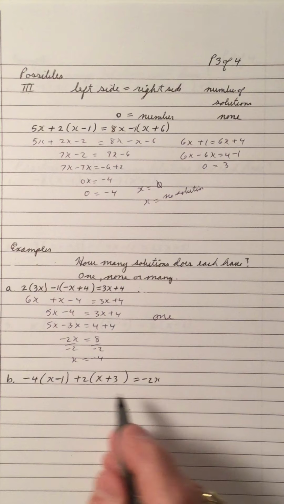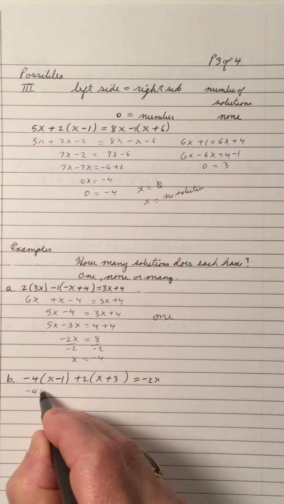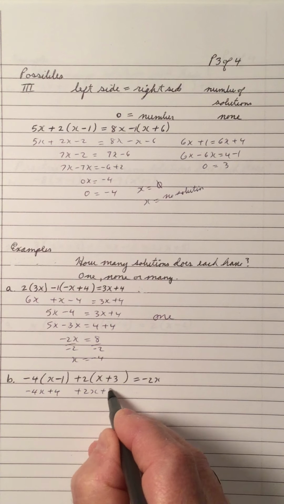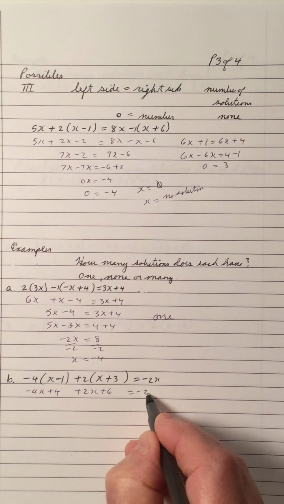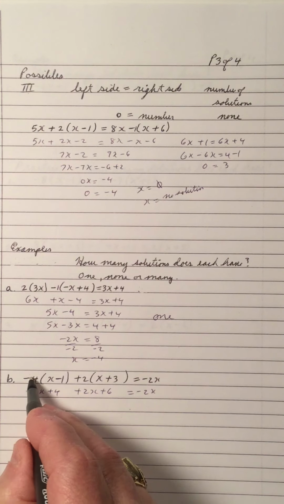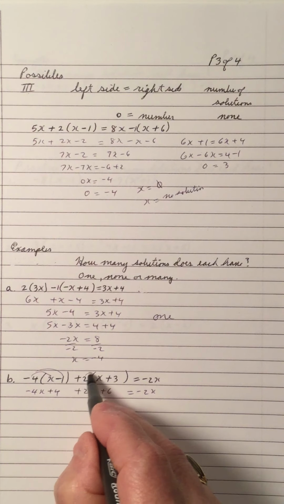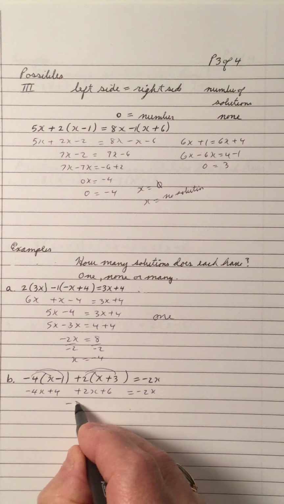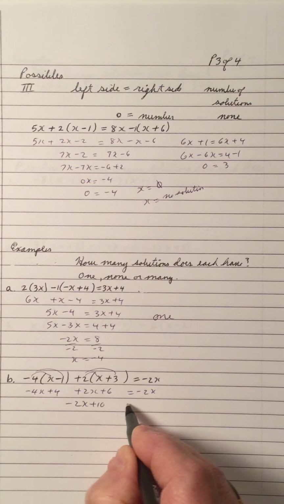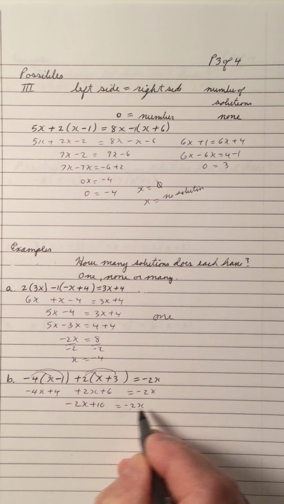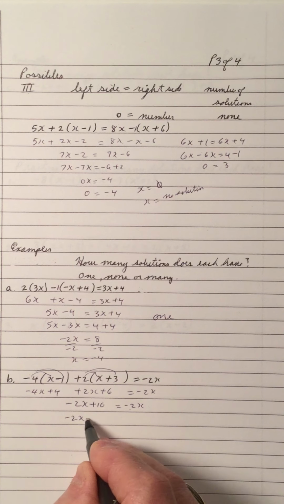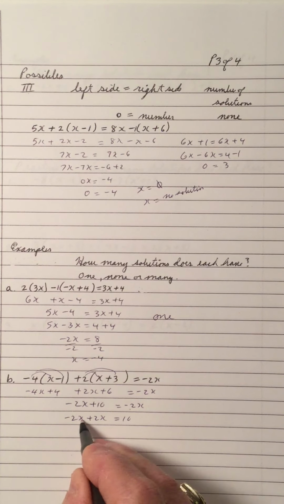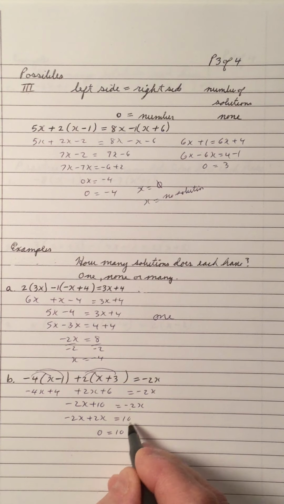B, let's work these out. Negative 4x plus 4 plus 2x plus 6, sorry. So I multiplied negative 4 by these two, multiplied 2 by these two. Now I'm going to simplify the left side. You always simplify before you transpose. It makes it easier. Negative 2x plus 2x equals 10. That adds up to be 0 equals 10.